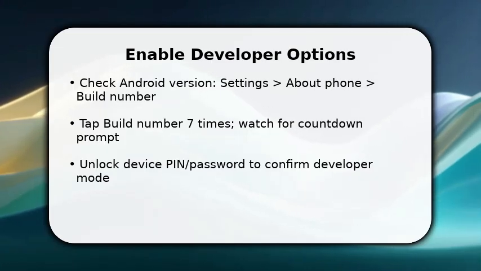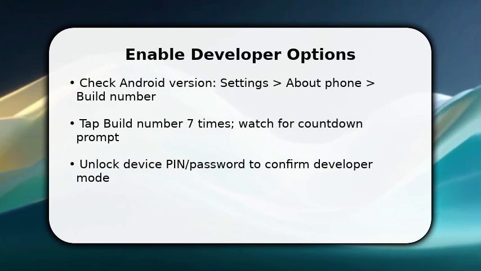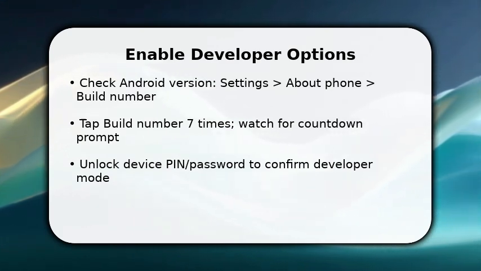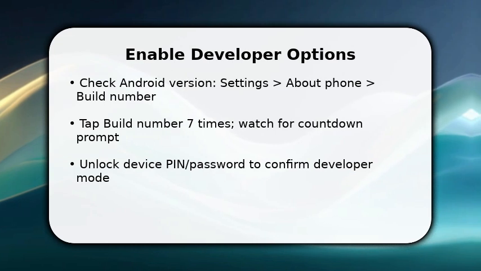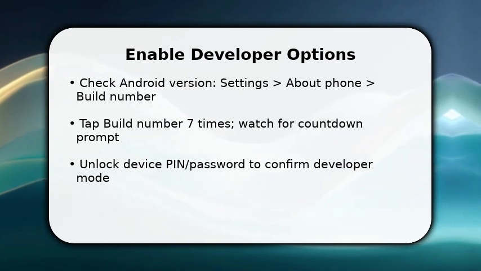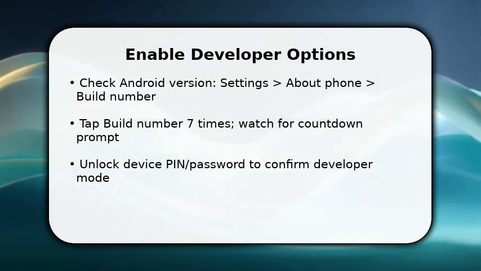You start by locating the build number so the system can enable advanced features. Open Settings, go to About Phone or About Device, then find Build Number, tap it 7 times. You'll see a brief toast or countdown.